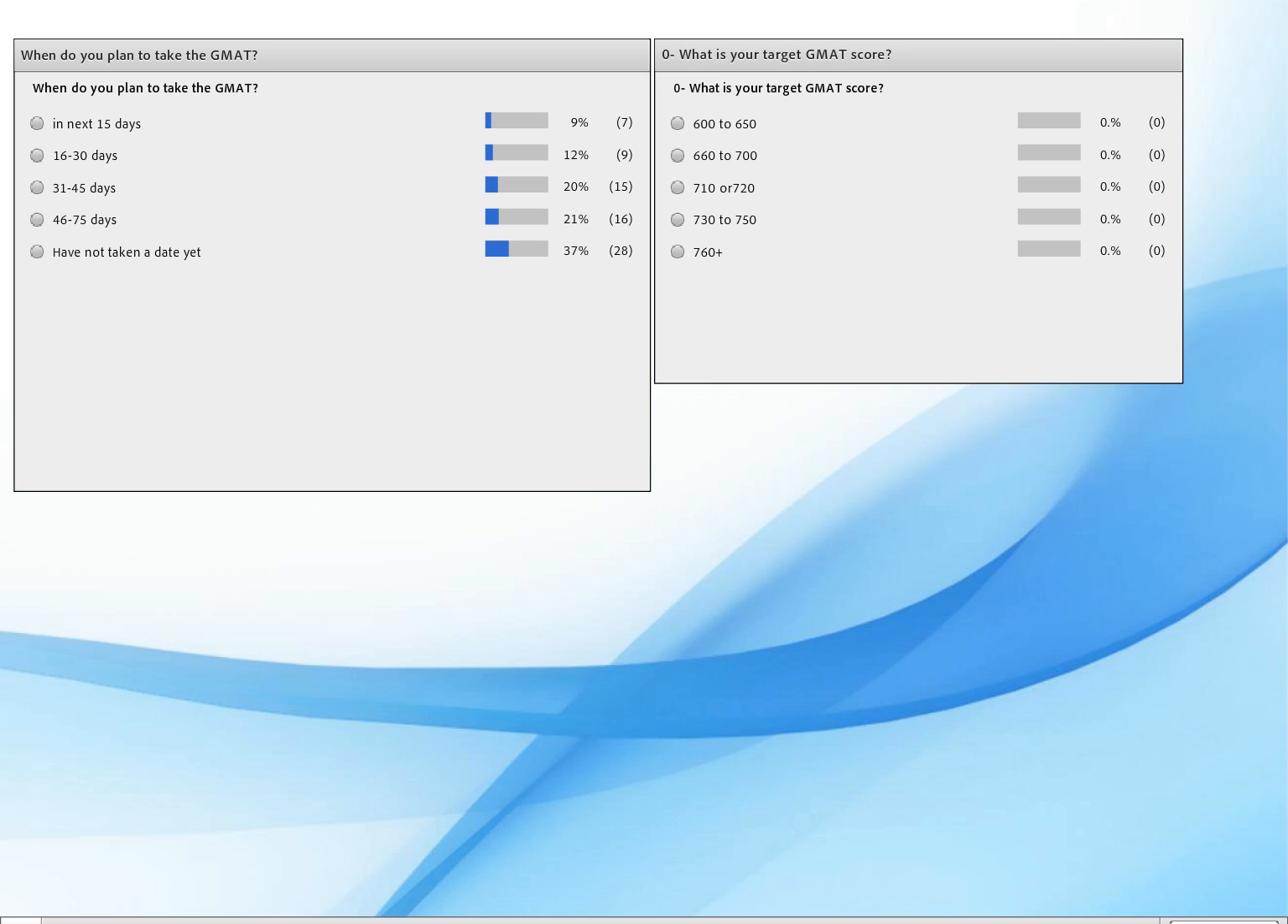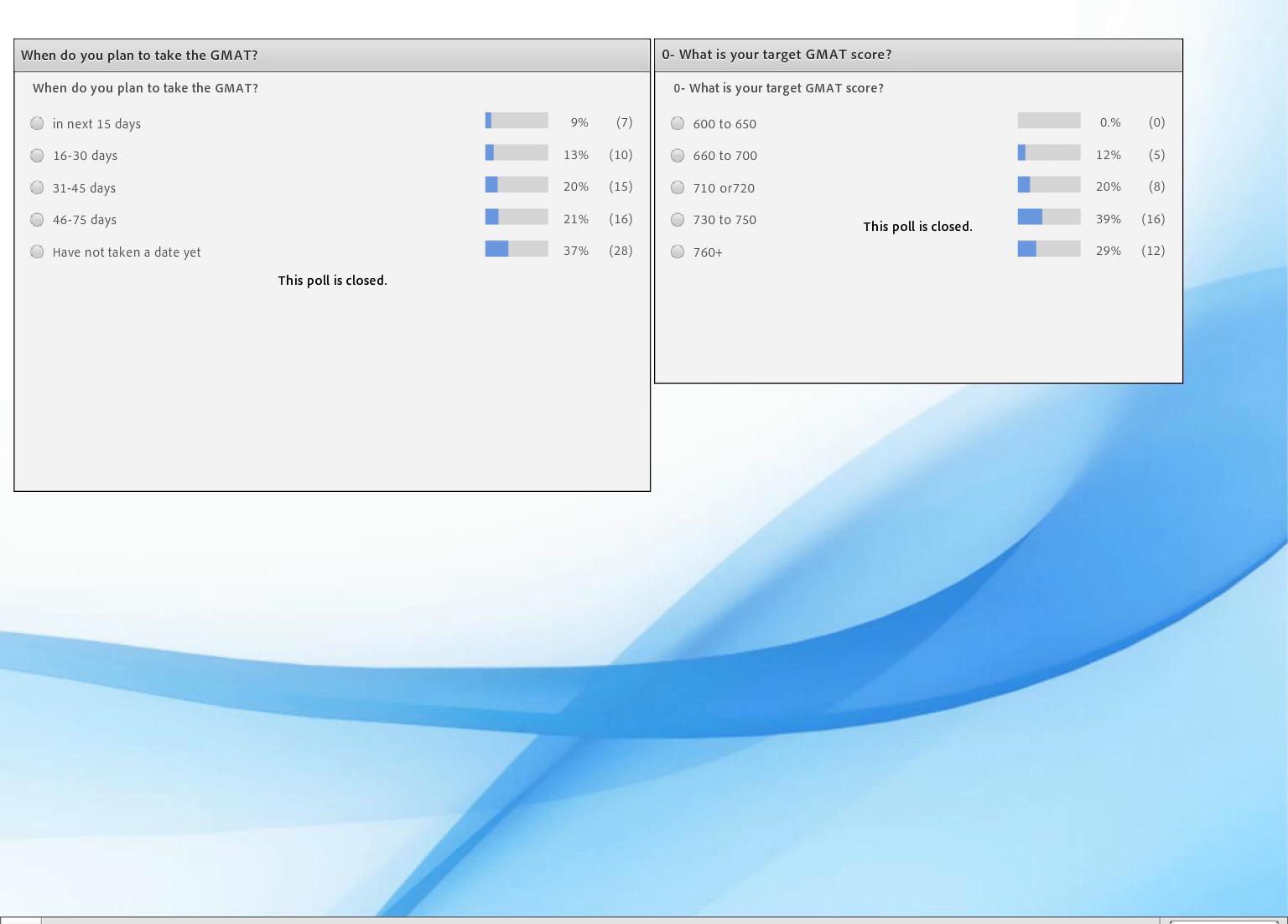So the second poll that I want you people to answer is, what is your target GMAT score? So let's take around 5 to 10 seconds, fill out both these polls over here. All right, I'm going to end the poll. Thank you for all of your answers.